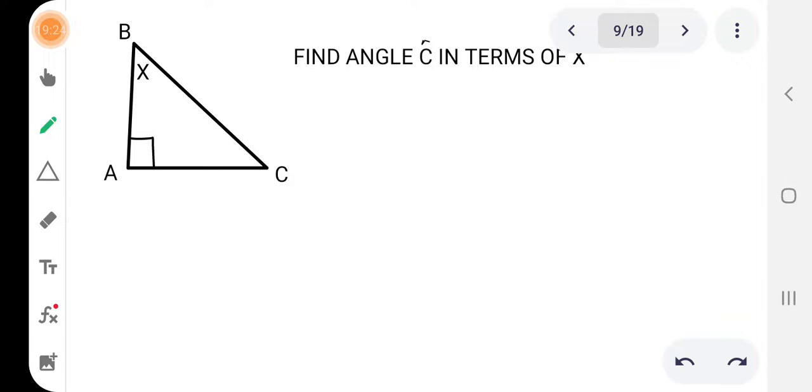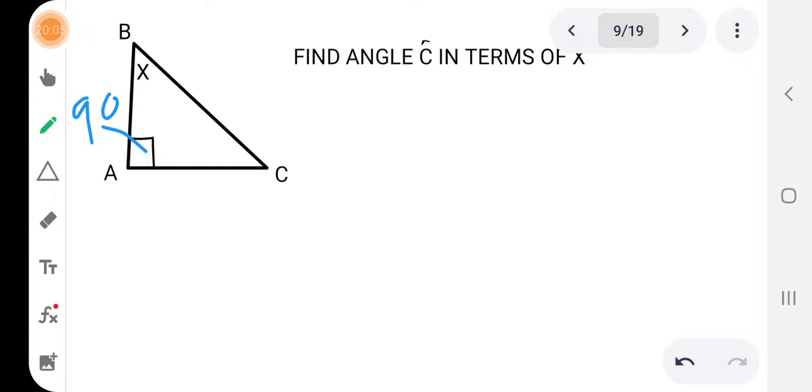So here you are given, find angle C in terms of x. So we are given that B is equal to x, and BA is perpendicular to AC. That gives us this angle as 90 degrees. I hope you understand why I say 90. Okay, so they say find angle C, they want angle C in terms of x.